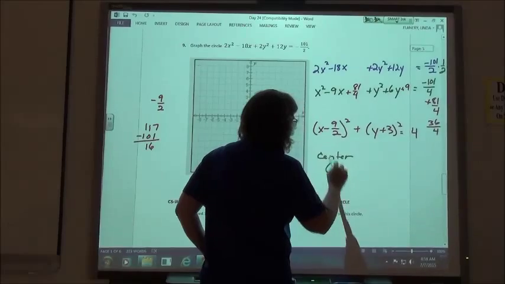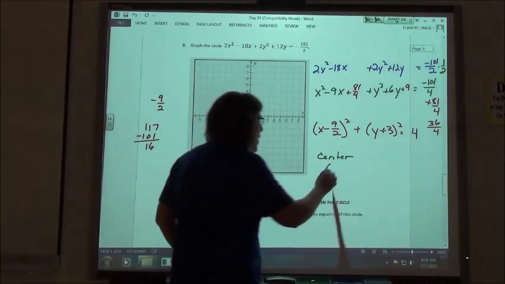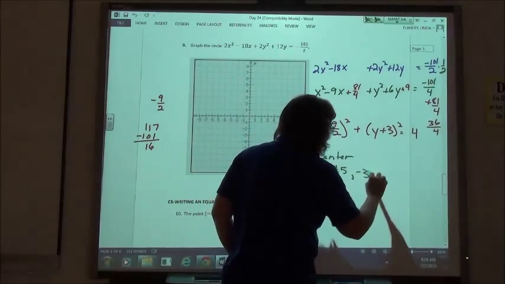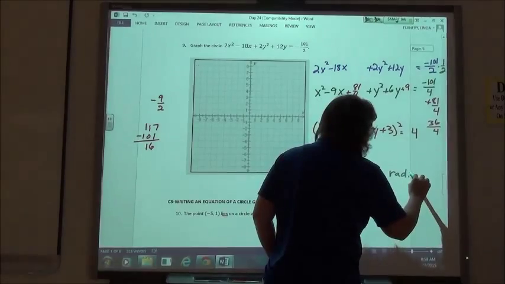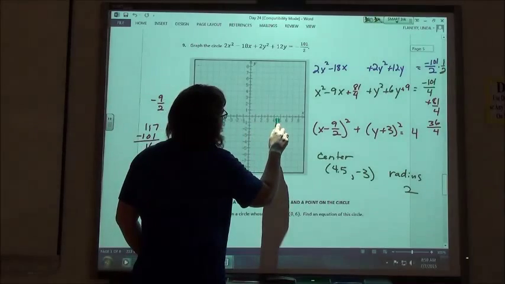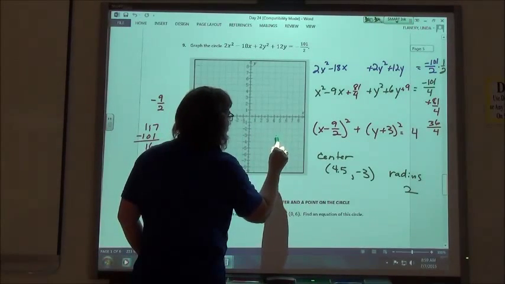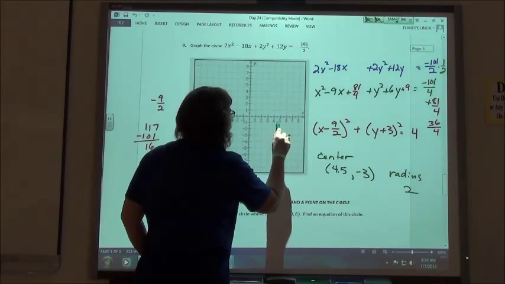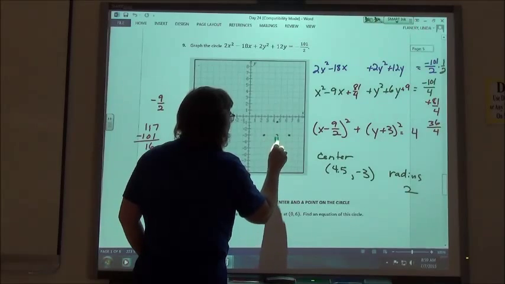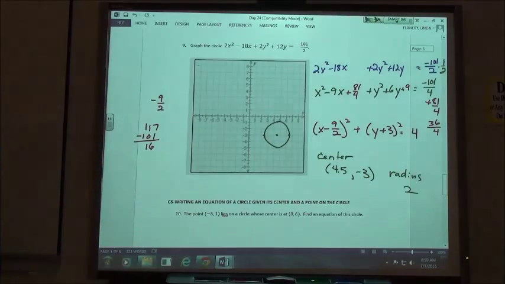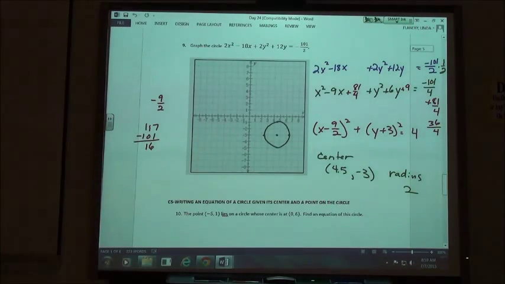So my center is going to be at 9 halves, or 4 and a half I should say, 4.5 and negative 3. My radius is going to be 2. So 4.5 and negative 3, and then my radius is 2. So it looks something sort of like that. Occasionally they'll throw in some fraction ones just because they know you like to work with fractions.